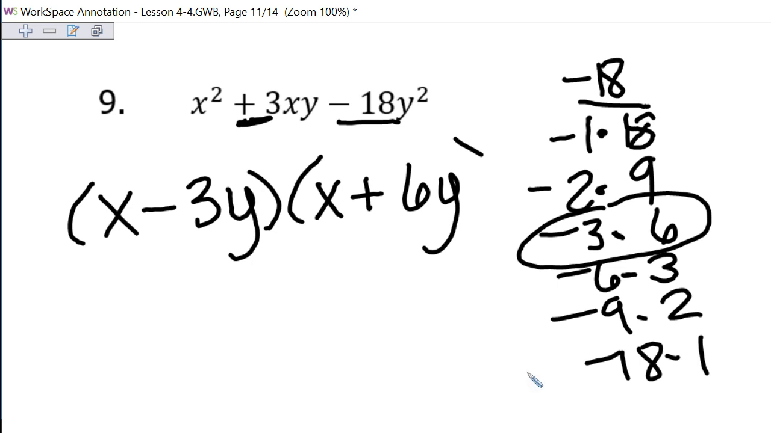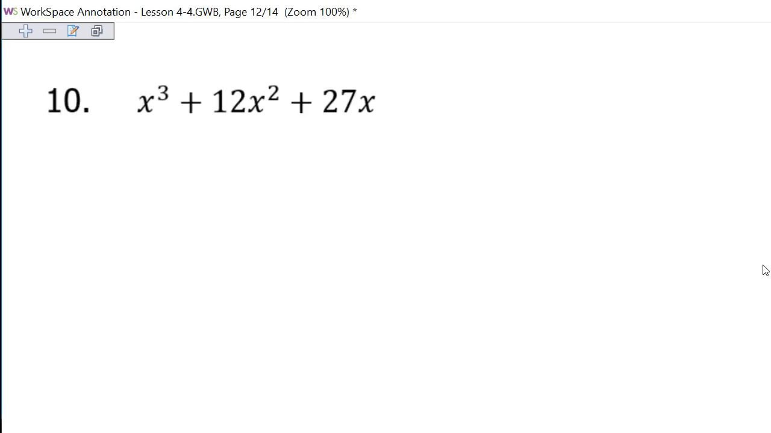Okay, 3 more problems. If you look at number 10, how is number 10 different from what we've been doing? X is to the cubed power, and all the others have been x squared. So if it's higher than a 1x squared, looking at your first term, look for a greatest common factor. What's the GCF? x. So factor out the x.